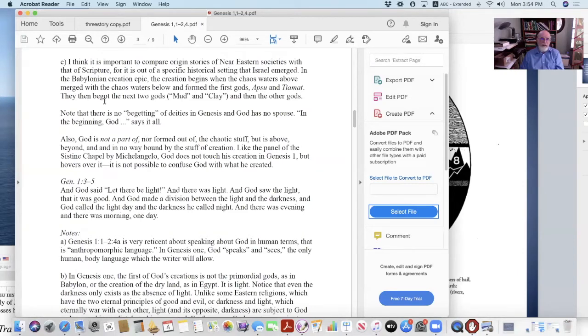One of the interesting things about Genesis 1:1 through 2:4, as opposed to the chapters that follow, also interesting, but Genesis 1:1 through 2:4, very different, is that the writer only allows God, only refers to God, better, with two anthropomorphic terms. That is, God speaks and God sees.